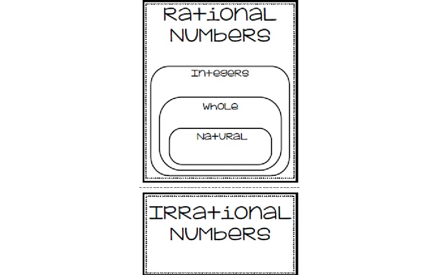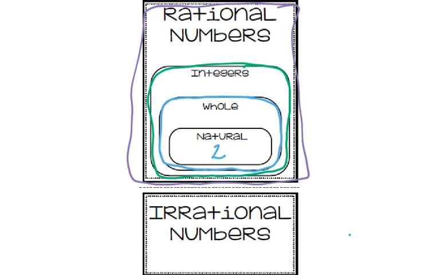So a whole number, or a natural number, 2. 2 is a natural number, but if you notice, it's also inside this whole number club. It's completely circled by that whole number. So 2 is also a whole number. It's also circled completely by this integer club. So 2 is also an integer. And then finally, it's completely circled by that rational number club. So it is also a rational number. So 2, when you classify that, is natural, whole, integer, and rational.